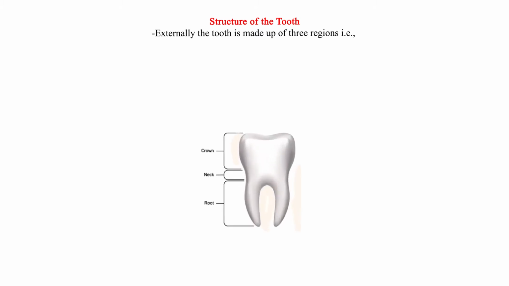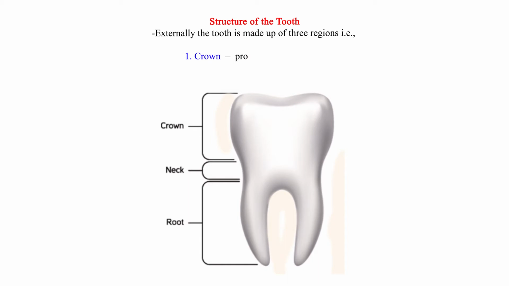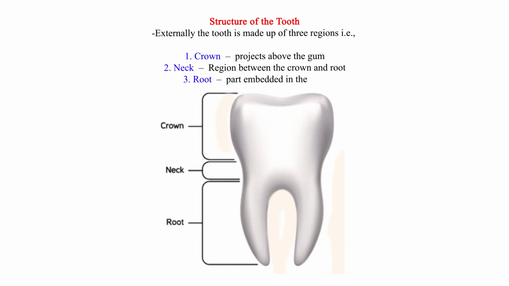Structure of the tooth. Externally the tooth is made up of three regions, that is: 1. Crown, which projects above the gum. 2. Neck, the region between the crown and root. 3. Root, the part embedded in the jaw.